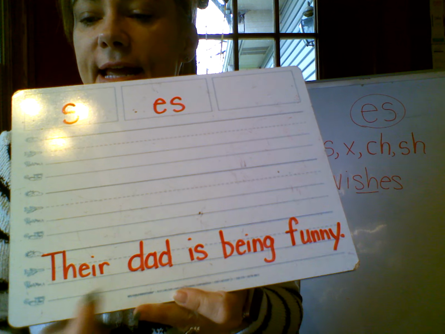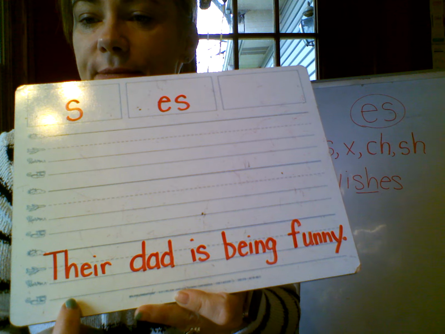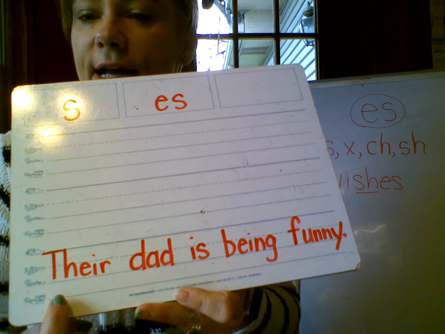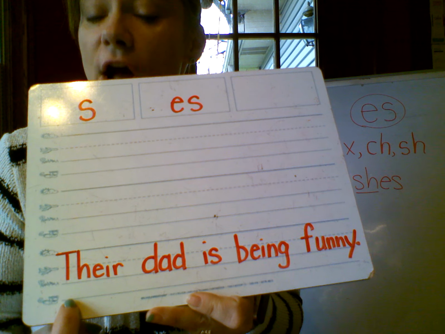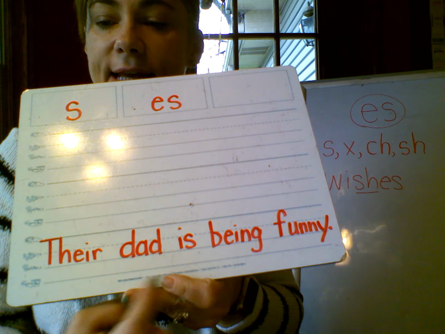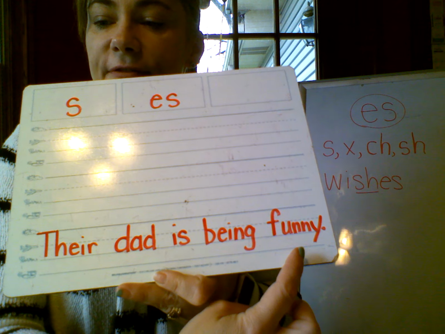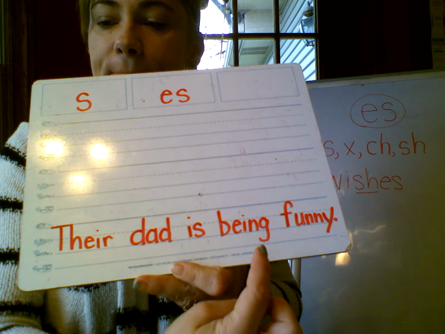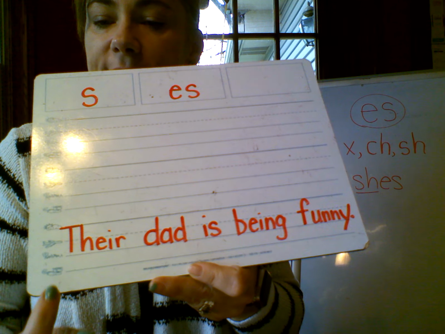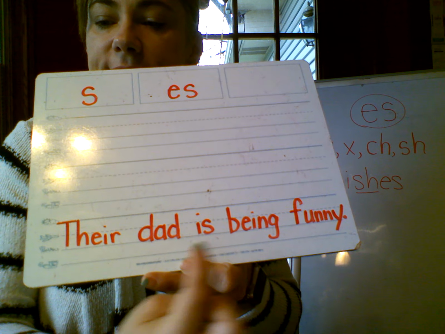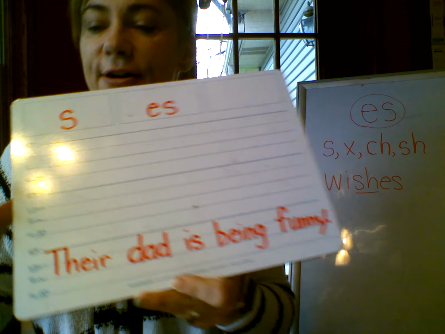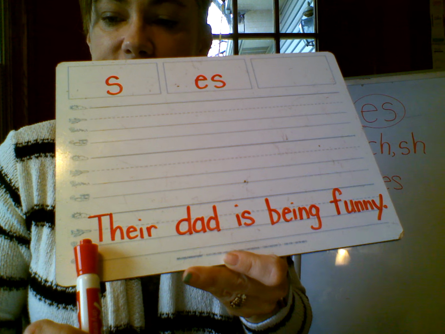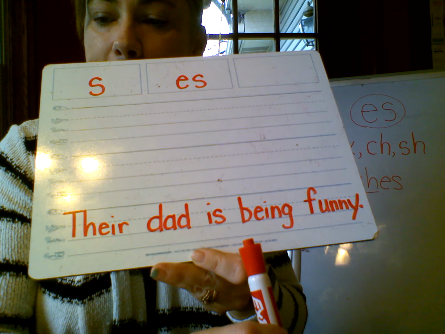I could say their house. I could say their drink. And this is how you spell there when you're talking about that. Their dad is being funny. Read it with me. Their dad is being funny. One more time. Their dad is being funny. All right. So our trick words that we're going to focus on this week are there and being.